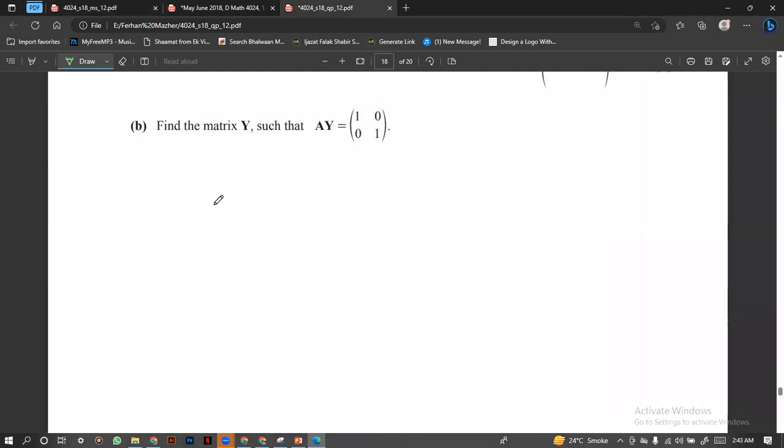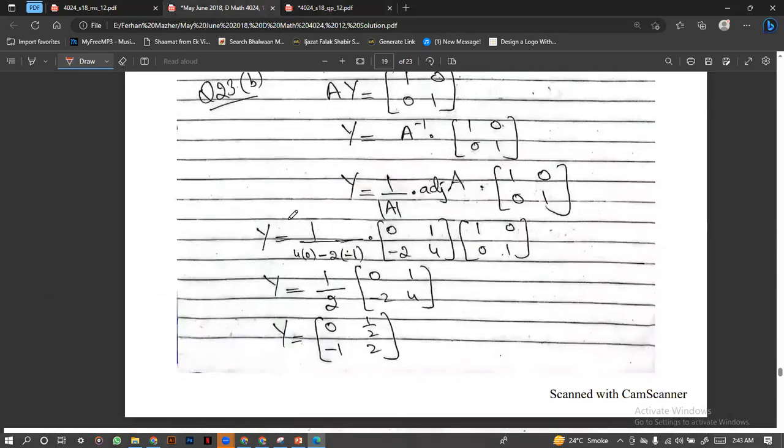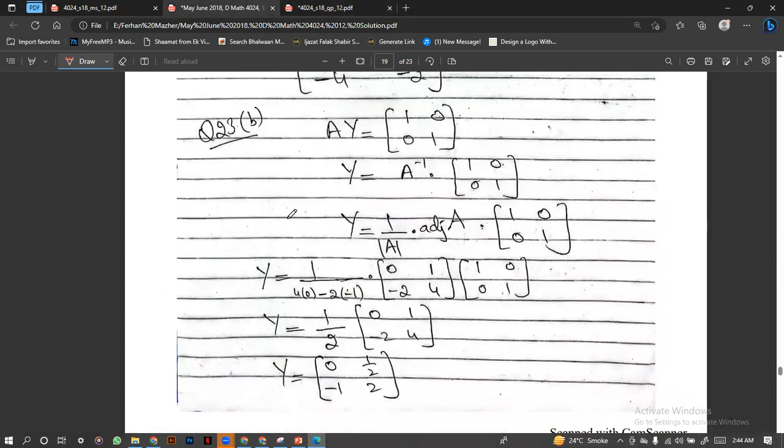He says find the matrix Y such that AY is equal to 1, 0, 0, 1. This is the identity matrix. Remember, this is what matrix? Identity matrix. And you know the identity matrix multiplied with any matrix, or any matrix multiplied with the identity matrix, the answer will remain the same. So this A will go to the other side. Because it's in the first position on the left side, its inverse will also be in the first position on the right side.